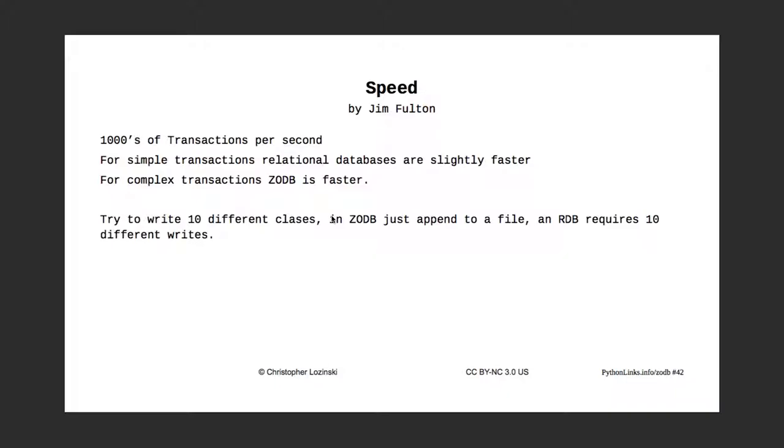Okay, the next question that everyone asks is about speed. Jim Fulton, the author, says the new version supports writes to multiple files at the same time, so it now does thousands of transactions per second. I wish I had that much traffic on my websites. Maybe if you have very simple transactions, relational databases are slightly faster, but as soon as you're doing complex transactions with ZODB, particularly if you have a transaction that involves 10 different tables, 10 different classes, the ZODB will be much faster for writes.